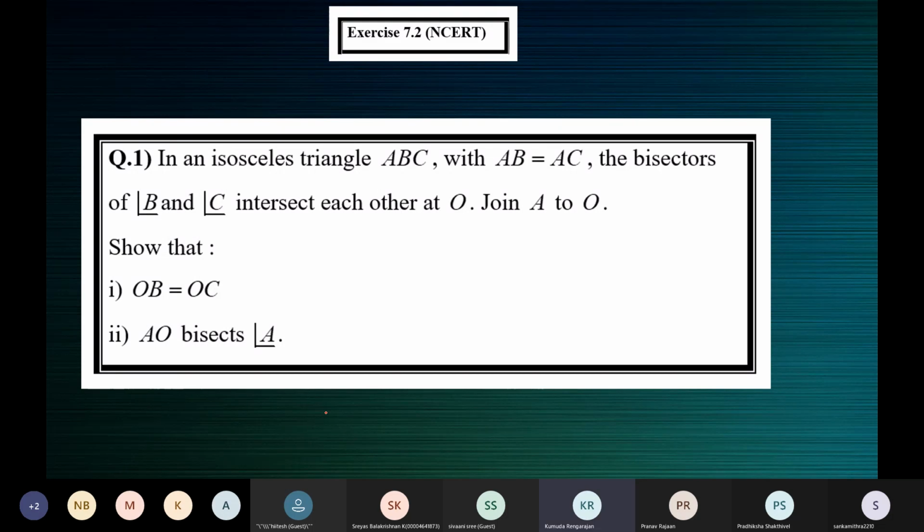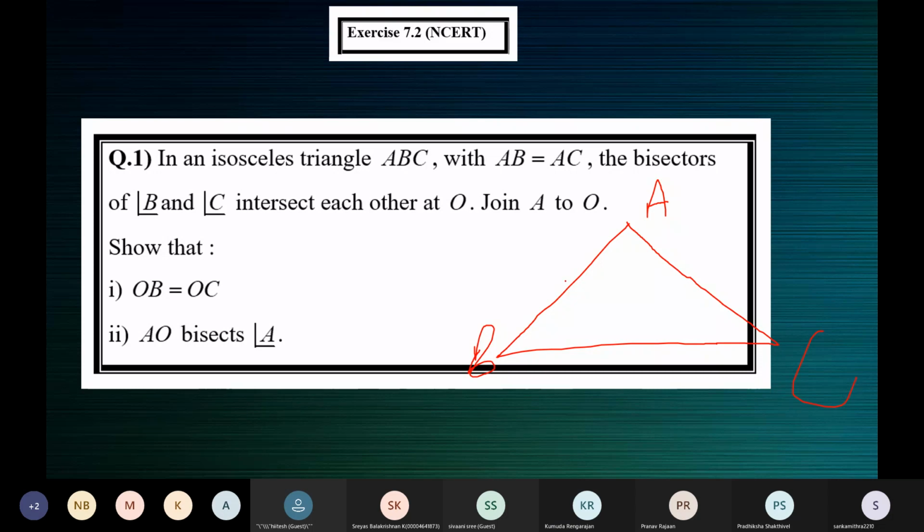Okay. In an isosceles triangle ABC, AB is equal to AC. Isosceles triangle ABC, AB is equal to AC. All right. The bisectors of angle B and C. These two sides are equal, okay? The bisectors of angle B and angle C intersect each other at O.